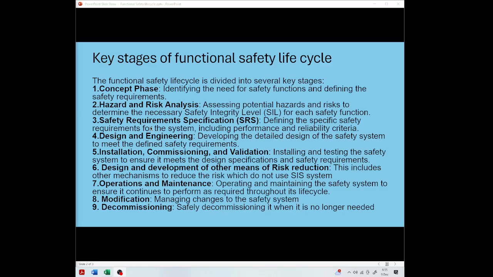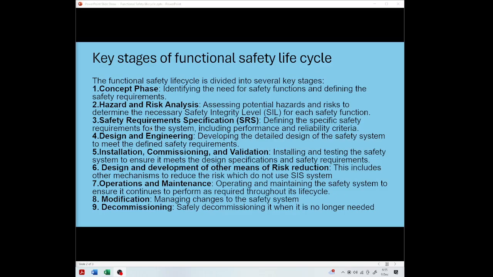In this stage, we assess the potential hazard and risk to determine the necessary safety integrity level (SIL) for each safety function. Stage 3 is safety requirement specification (SRS). In this stage, we define the specific safety requirement for the system, including performance and reliability criteria.